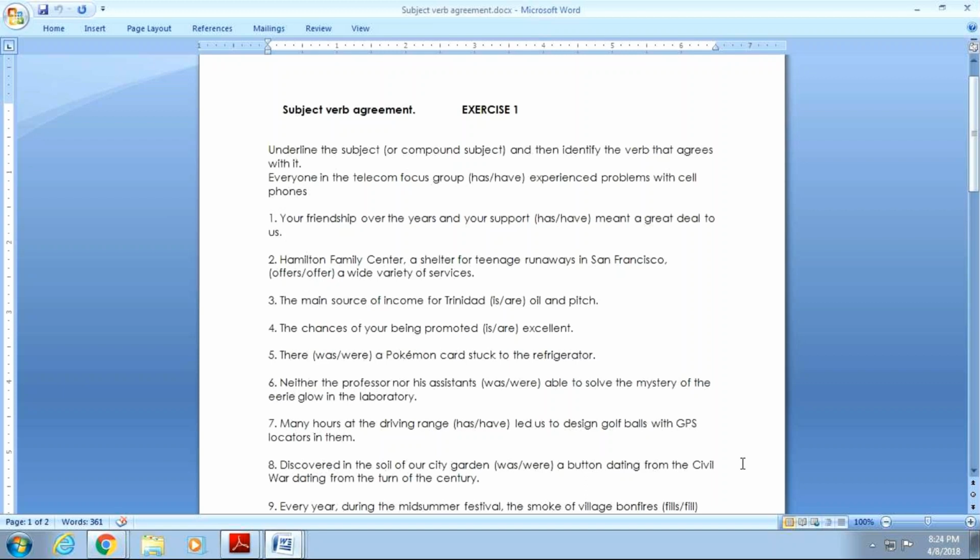Okay, the main source. Source is the subject here, so it is singular and the verb is supposed to be singular. Next: the chances of your being promoted are excellent. What is the subject and what is the appropriate verb? Chances is the correct subject. Correct, Ashwin, you're right. Now choose: is chances plural or singular?